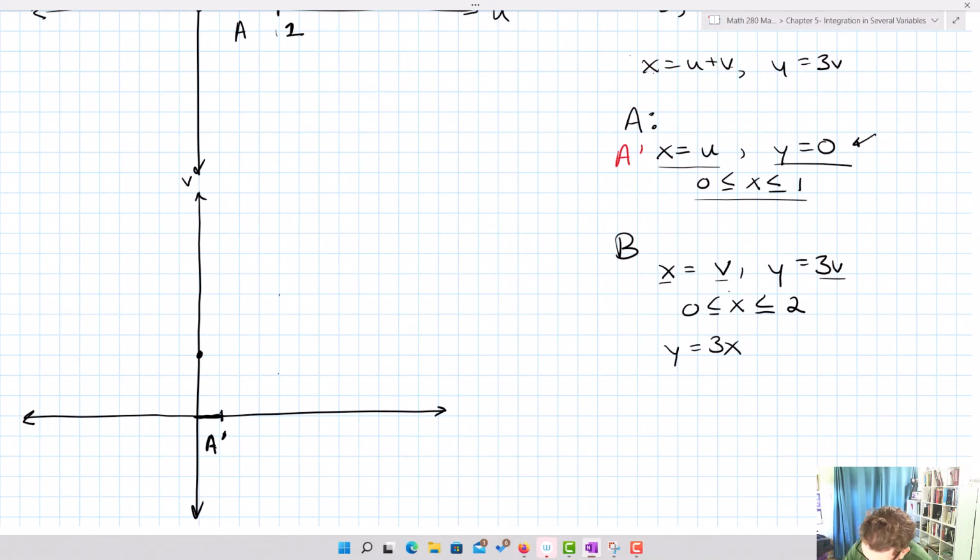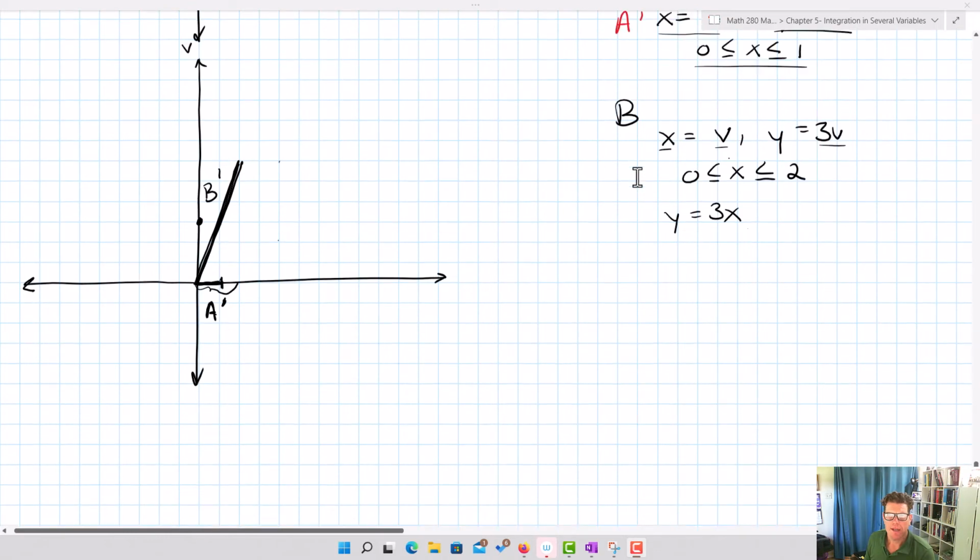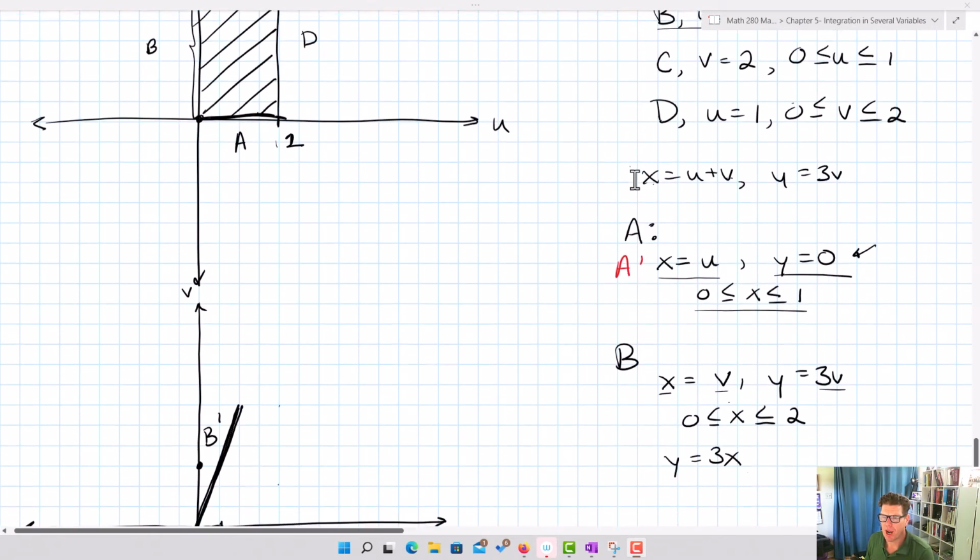And I'm going to go from 0 to 2. So there's Y equals 3x. I'm going to draw the line Y equals 3x. So there's that. And notice x goes from 0 to 2, okay? So it's going to go out to that 0 to 2 spot. Okay, and there's B, and this is now B prime. Now we need to figure out C, or C prime.